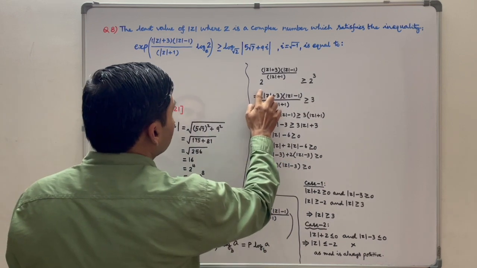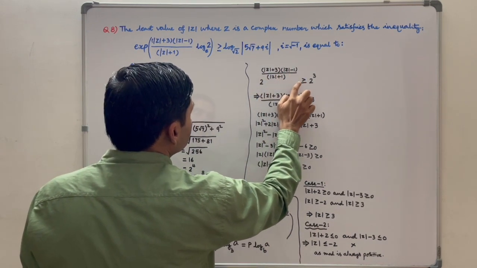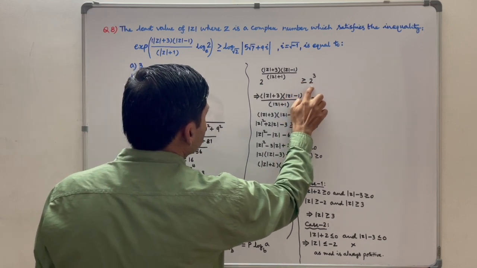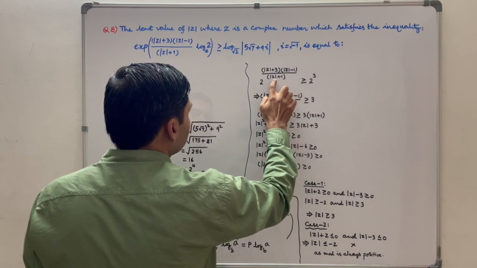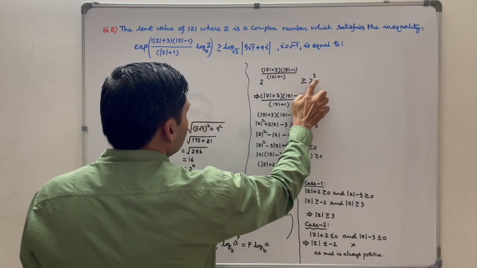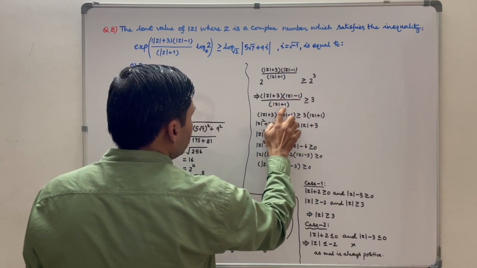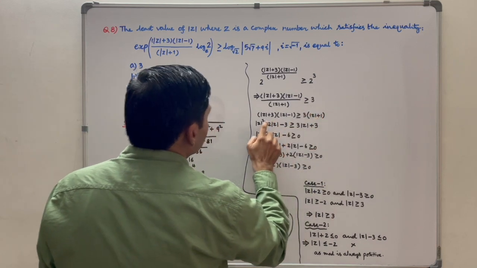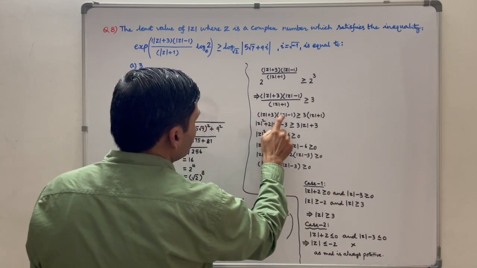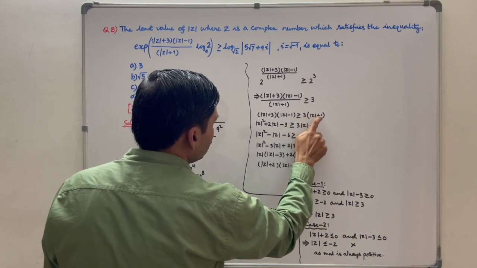So 2 to power mod z plus 3 into mod z minus 1 upon mod z plus 1 is greater than or equal to 2 to power 3. On both the sides, base is same. So we can equate the exponents. Mod z plus 3 into mod z minus 1 upon mod z plus 1 is greater than or equal to 3. Now cross multiply. So it will be mod z plus 3 into mod z minus 1 is greater than or equal to 3 into mod z plus 1.